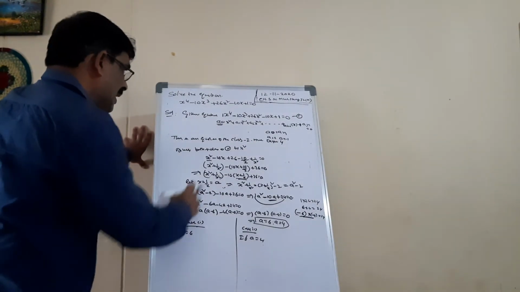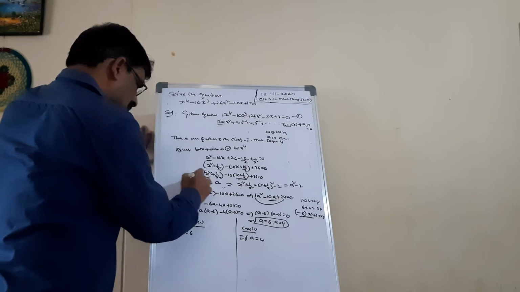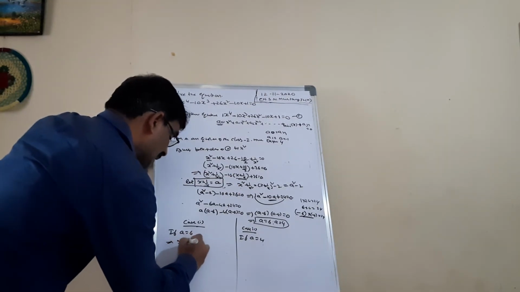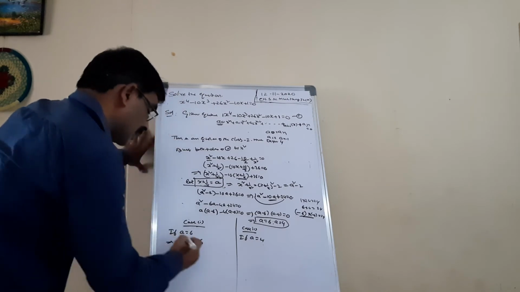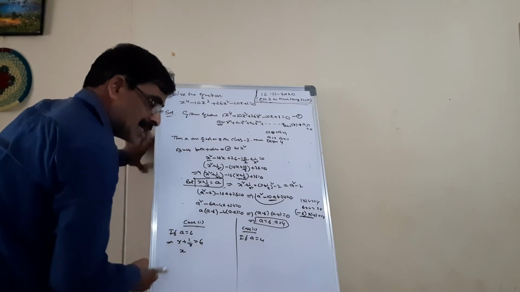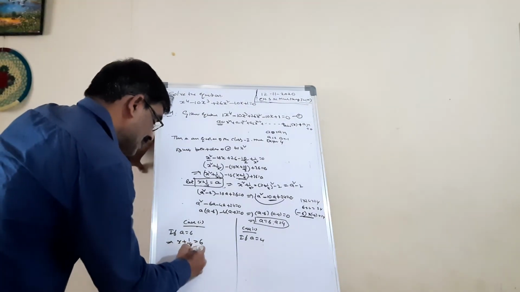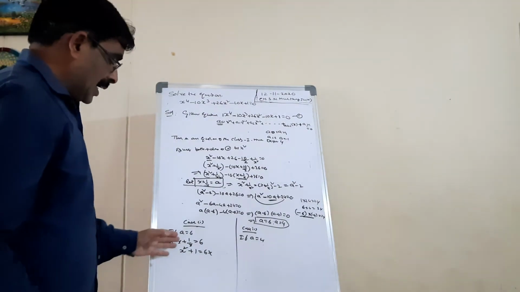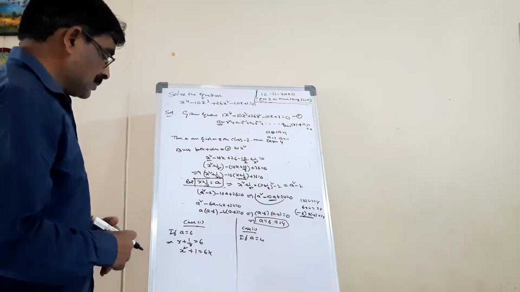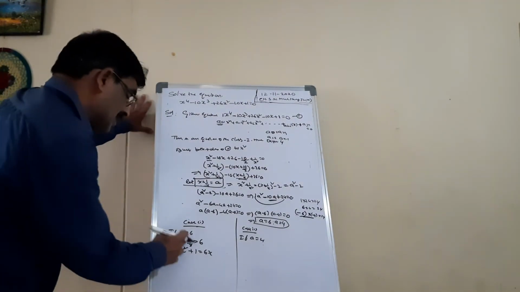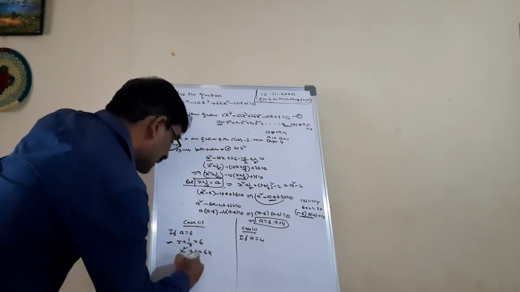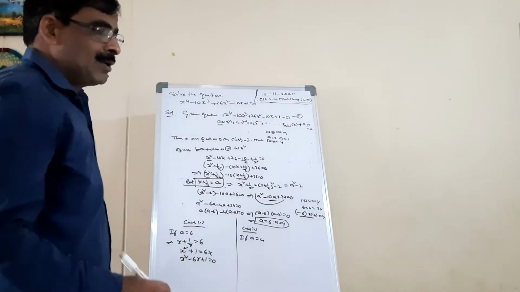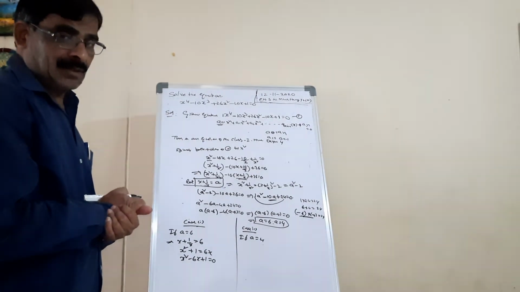See, what is a? a equal to x plus 1 by x. It means x plus 1 by x equal to a, means 6. Take LCM and do cross multiplication. x square plus 1 equal to 6x. Directly, I have written the same step. x square plus 1 equal to 6x, or x square minus 6x plus 1 equal to 0. Okay, again we have a second degree equation, a quadratic equation.